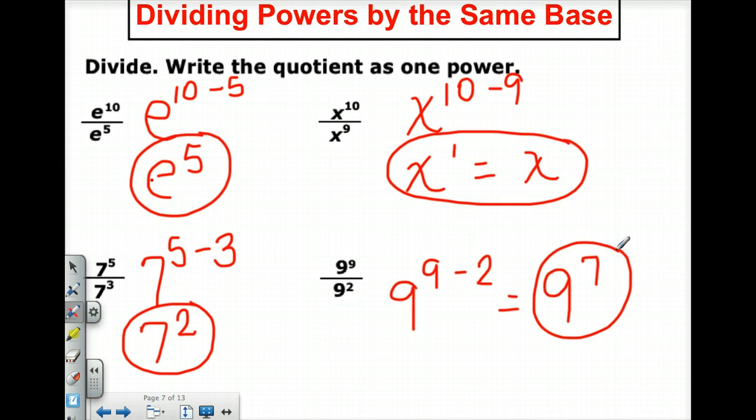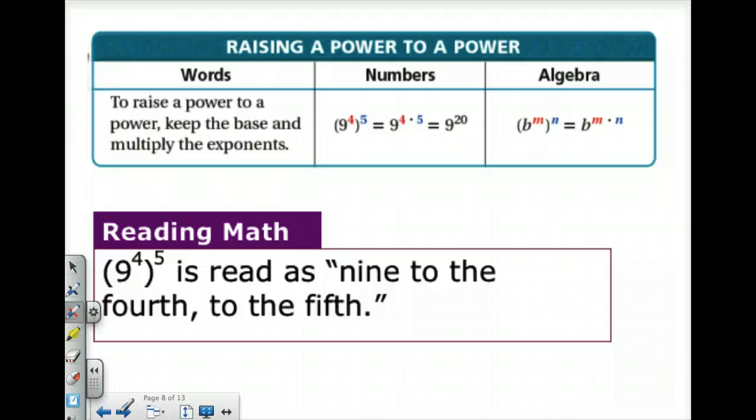Okay, quick recap. We have multiplied powers by the same base, and when we multiplied, we added our exponents. Now we've just worked on dividing powers with the same base, and so we subtracted our exponents. And now we're going to move on to raising a power to a power.